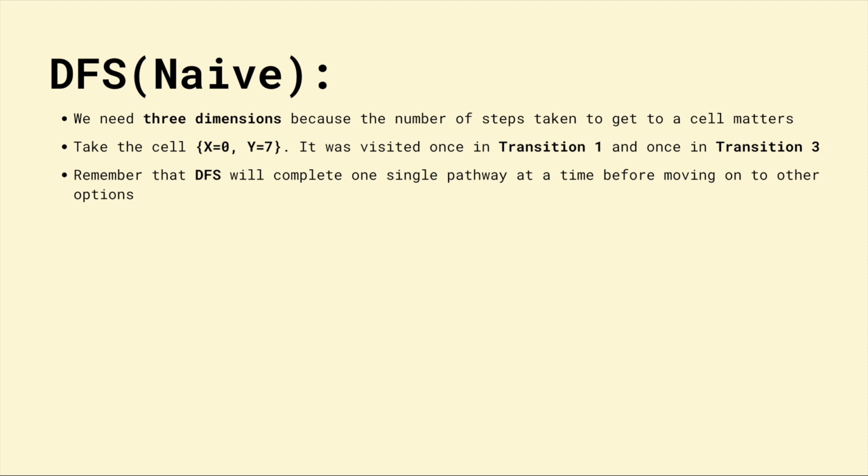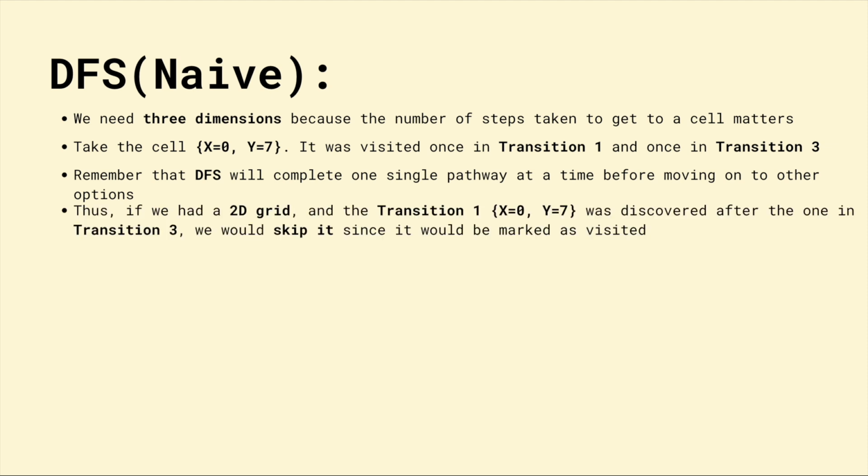The DFS will complete a single pathway at a time before moving on to other options, so 3 will be calculated before 1. Thus, if we use the 2D grid, transition 1 would be discovered after the one in transition 3, and we would skip it since it'd be marked as visited. However, this doesn't take into account the fact that we took 2 more steps to get there.